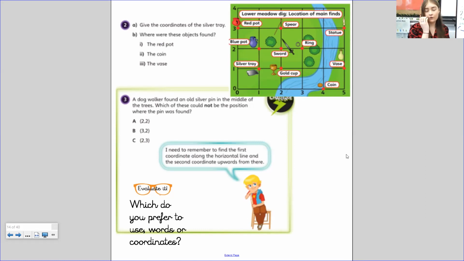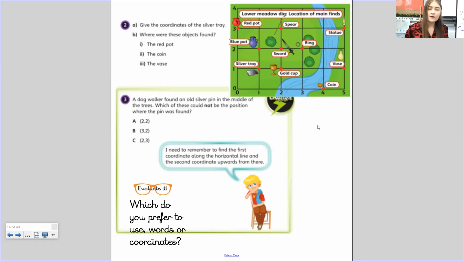So a dog walker for question 3 now. Well done, guys. A dog walker found an old silver pin in the middle of the trees. So first of all, where are the trees? The trees are here and here. So we are looking for in the middle of the trees. So we're not looking for over here. We're not looking for over here. We're looking for in the middle of these sets of trees. Okay. Which of these could not be the position where the pin was found? So which cannot be the pin? Which is definitely not the pin? Which is definitely not between these trees?